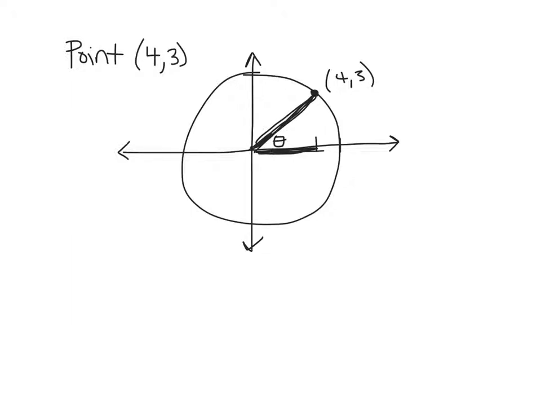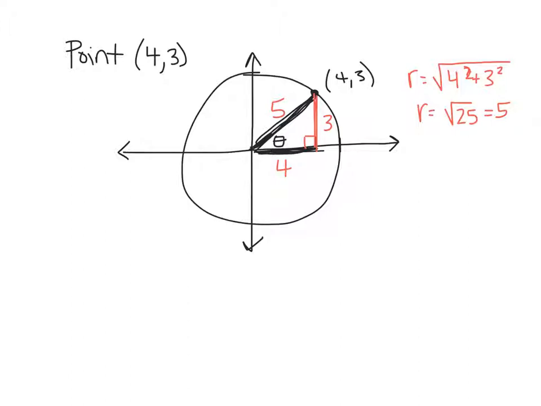And then we have to turn this into a triangle here. So we're going to connect it to the x-axis so you can have a right angle triangle. 4 is our x value and 3 is our y value. And then in order to figure out our hypotenuse, we're using the Pythagorean theorem. So 4 squared plus 3 squared is going to equal r squared. So r is equal to the square root of 16 plus 9, so the square root of 25, so r is 5.